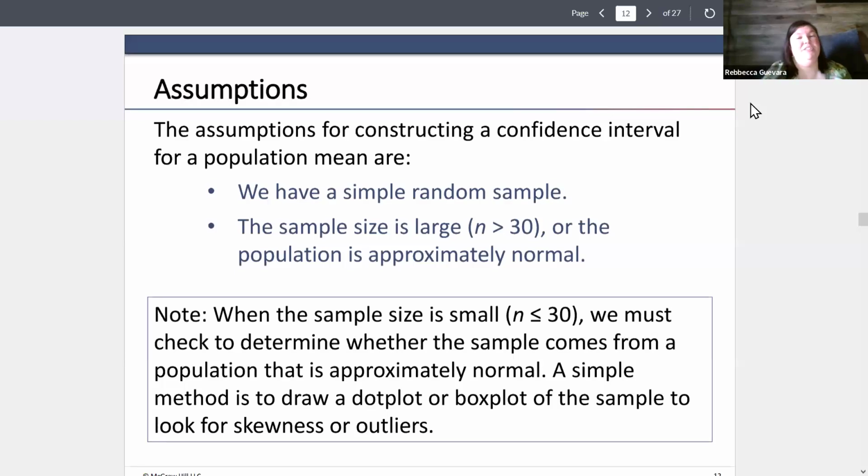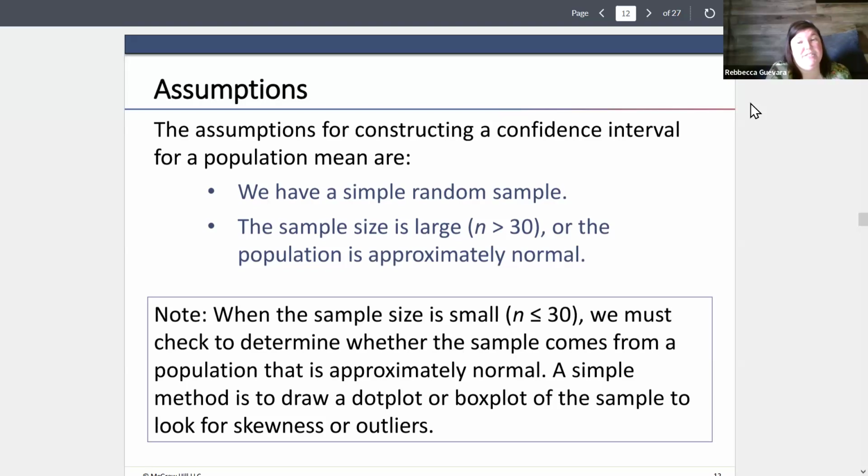All right, so we had mentioned this with confidence intervals and we're using z-scores. Once again, we have to make those same assumptions. We have to have the assumption that we have a simple random sample so that each sample is going to have the same probability of existing. The sample size should be n greater than 30, or your original population was normally distributed.